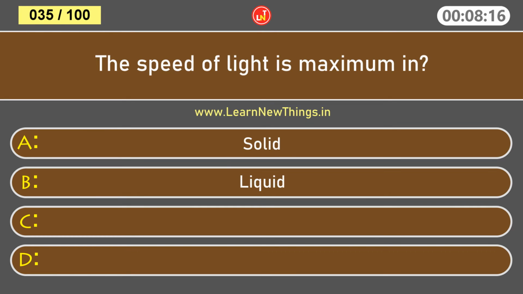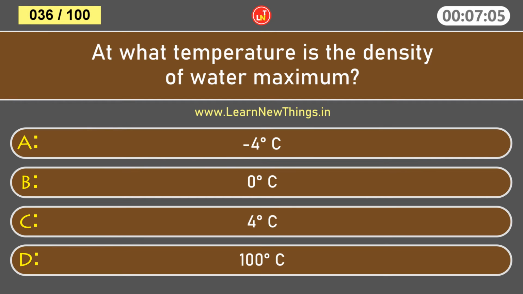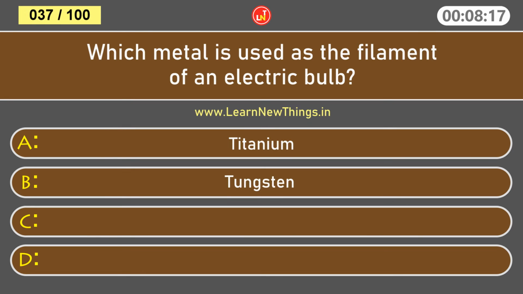The speed of light is maximum in vacuum. At what temperature is the density of water maximum? 4 degrees Celsius. Which metal is used as the filament of an electric bulb? Tungsten.